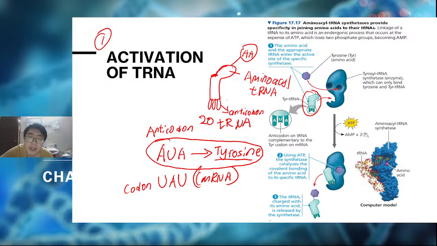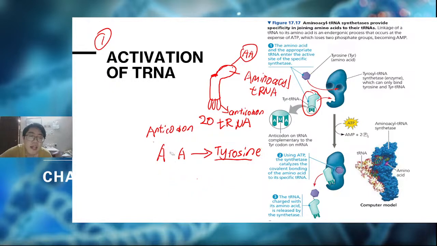It will only take tyrosine. It will not take any other amino acid. For this AUA, if the anticodon is AUA, it will only take tyrosine. Okay, so how does it do it? There is an enzyme that will catalyze this kind of reaction.